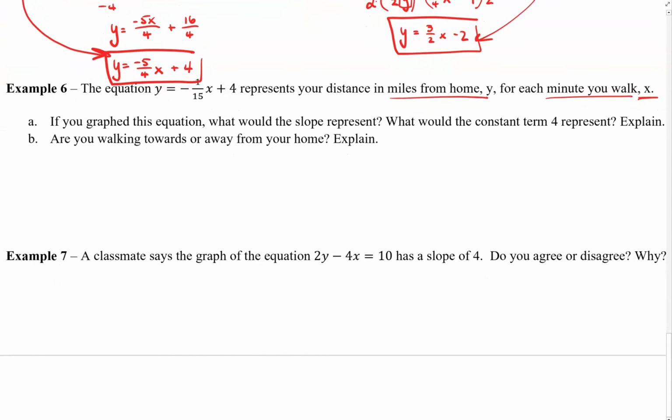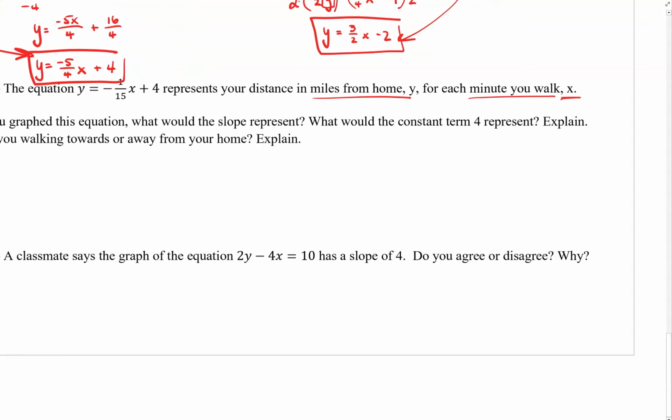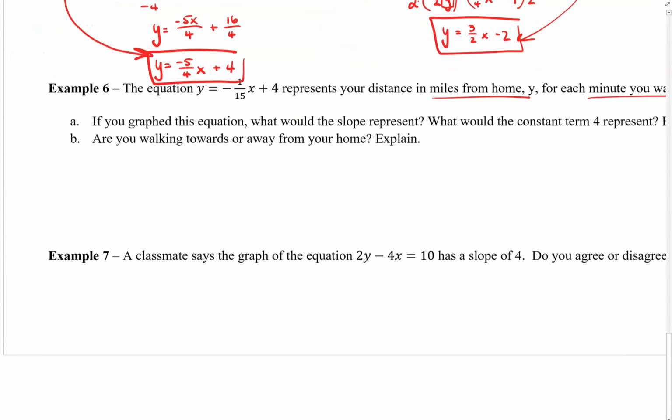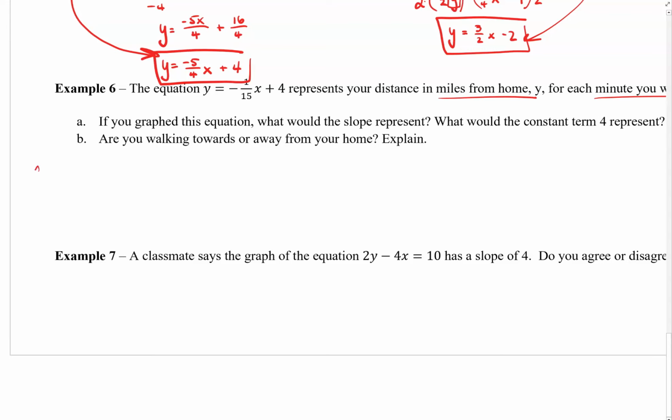So question A, if you graph this equation, what would the slope represent, and what would the constant term 4 represent? Please explain. So if I'm thinking about question A and I'm considering just a rough sketch here, I know I have a y-intercept of 4 and a slope of negative 1/15.